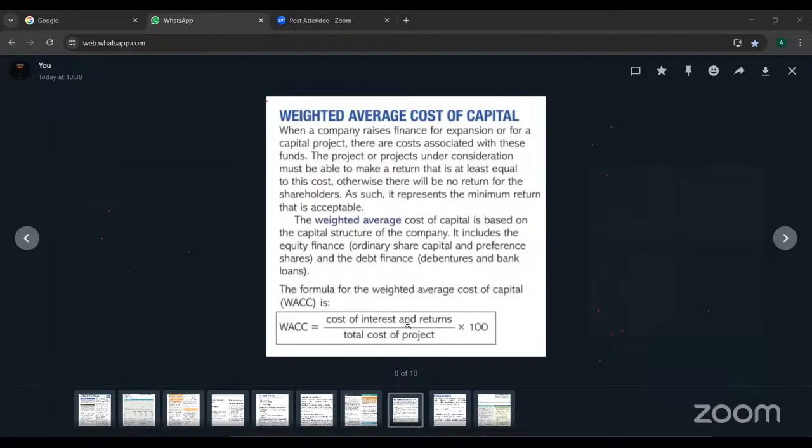Cost of interest and returns divided by total cost of the project into 100. That's all. This will also be easy for you if you do the past paper questions. For now, you just have to remember this.